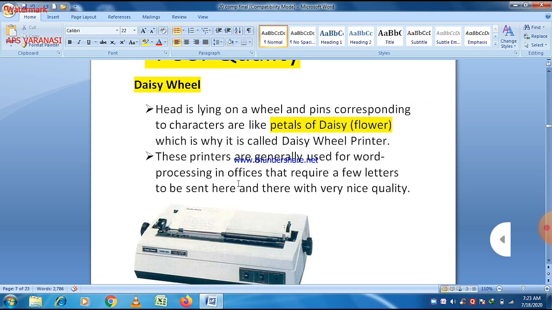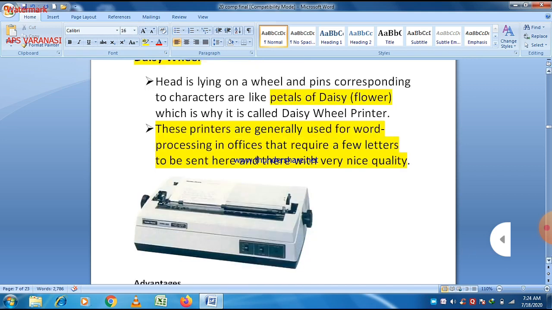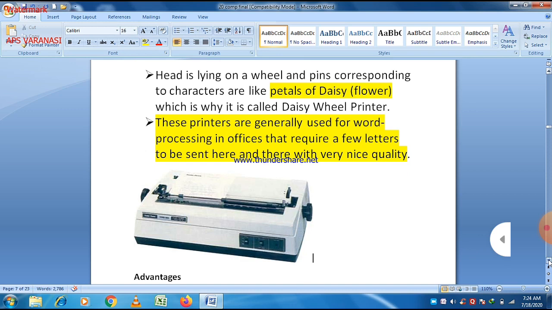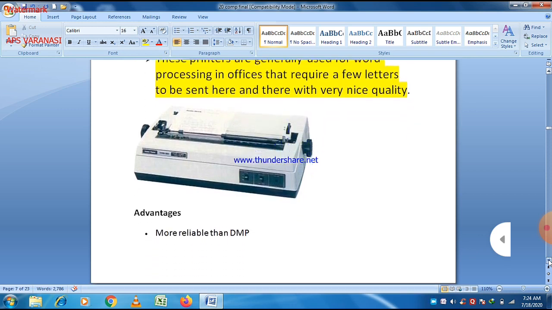And this is a very important point. The head is lying on the wheel and pins corresponding to characters are like petals of a daisy, which is why it is called the daisy wheel printer. The second important point is that these printers are generally used for word processing in offices that require a letter to be sent with very nice quality. So quality is much higher as compared to a dot matrix printer.